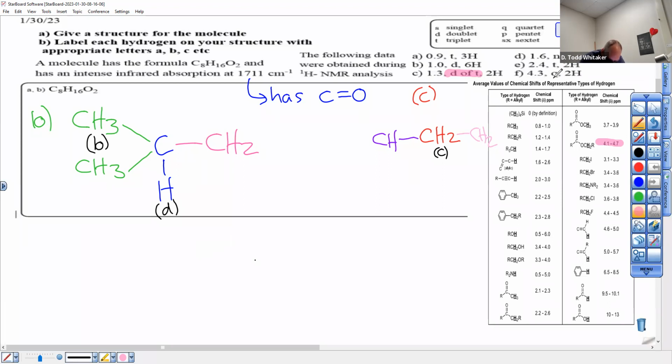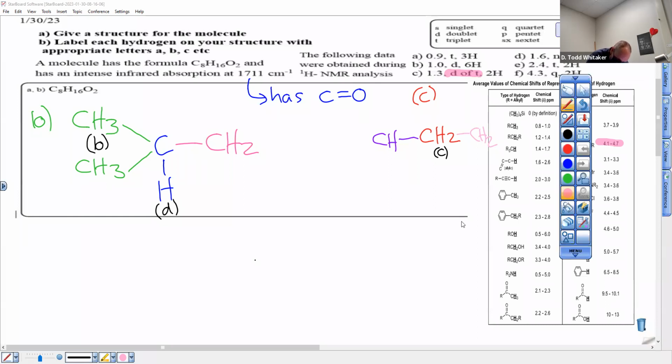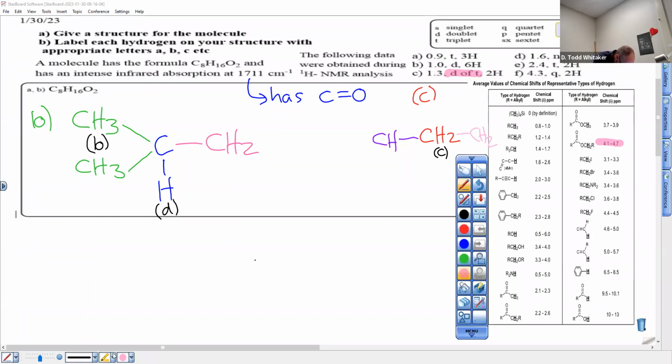Okay. Let's go with green. We use green. Running out of colors. Highlighters. Come on. Don't be dead. It's dead. Okay. This is disturbing.